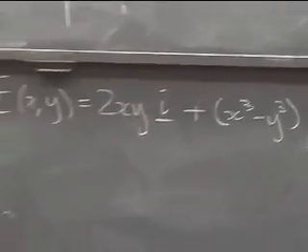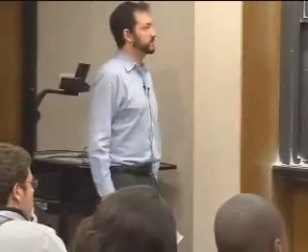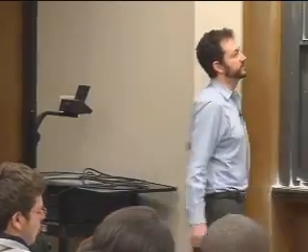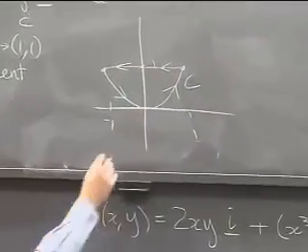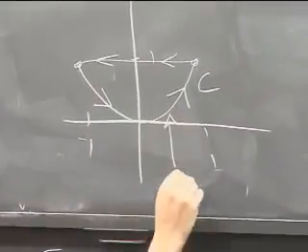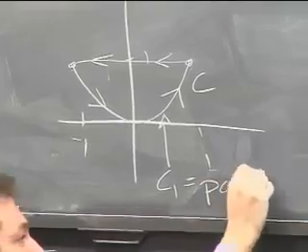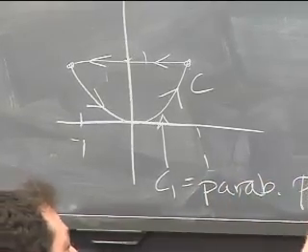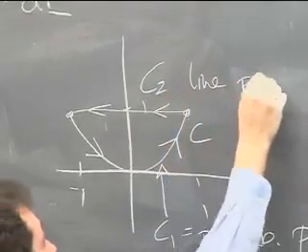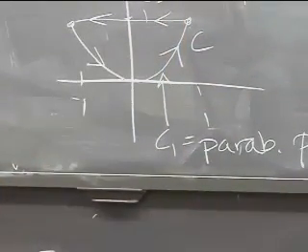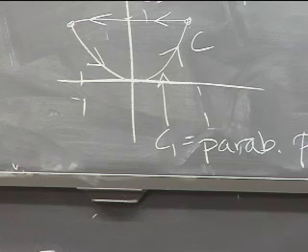All right, how do we do it? Well, first of all, we're going to have to split into 2 pieces because the curve has sharp corners here and here. So we're going to call this one C1, the parabola piece, and C2, the line piece. It's a piece of the line. Okay? So let's do C1 first.